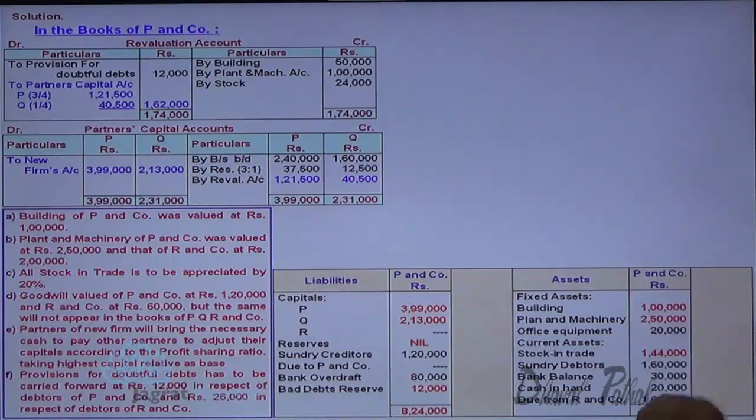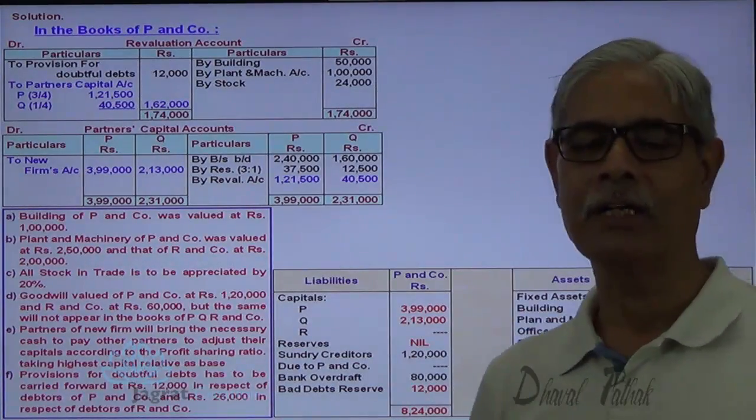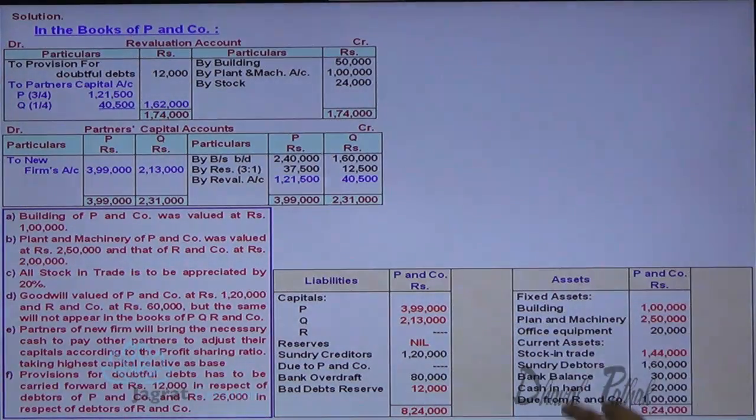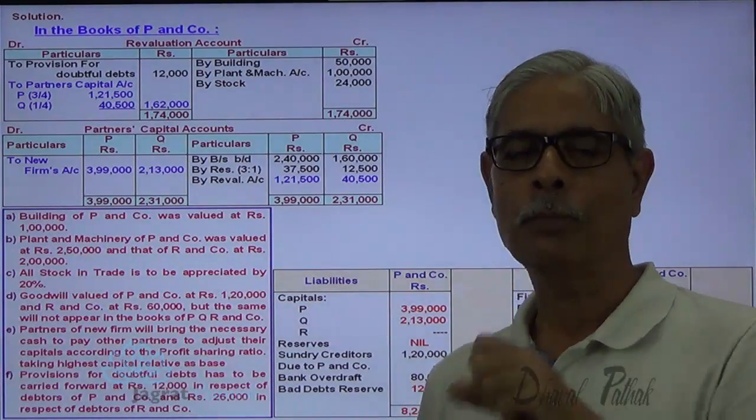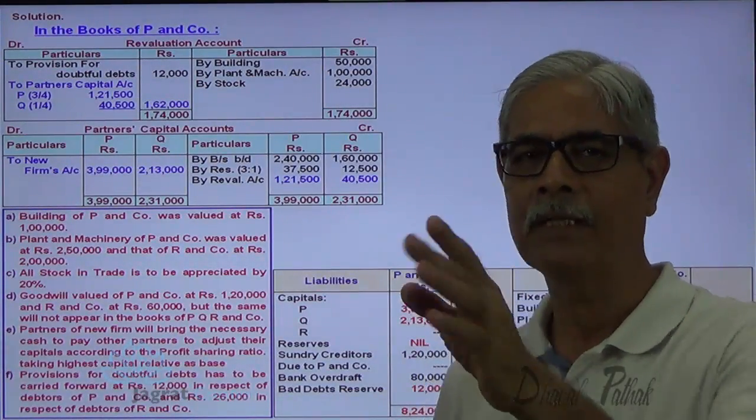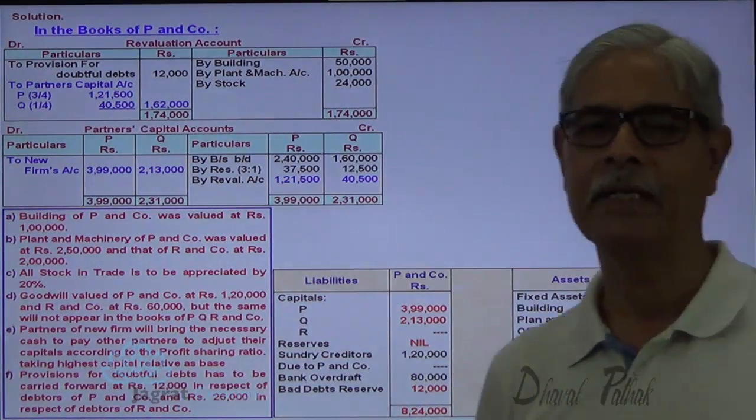All these assets are given to PQR Limited. So PQR Limited account debit, to building account credit, to plant and machinery account credit, to office equipment account credit, to stock in trade account credit, to debtors account credit, to bank account credit, to cash account credit, to due from R Limited account credit. All the assets are given to PQR Limited. So PQR Limited is the receiver; debit the receiver, and all asset accounts will be credited.